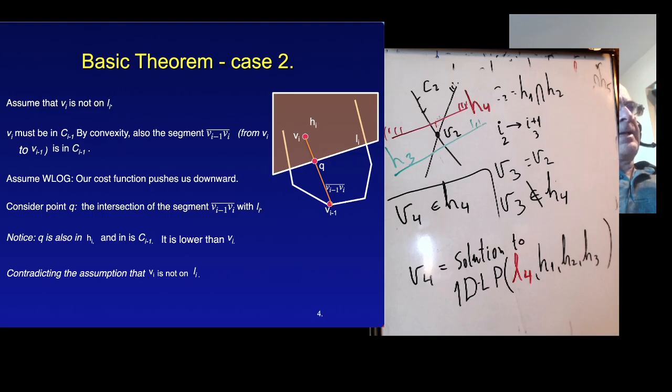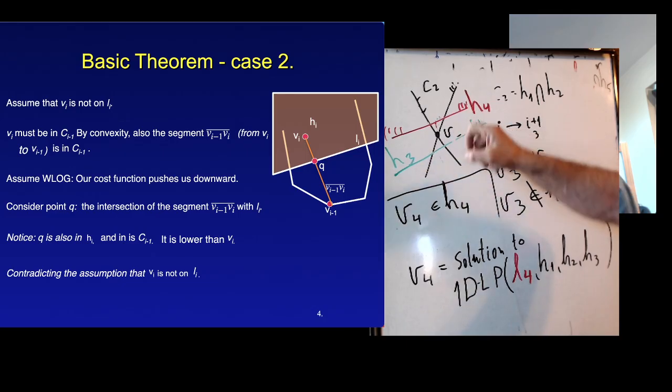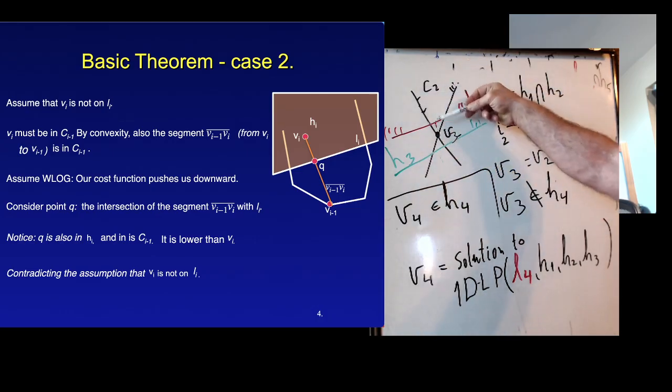Here is Li, the line that bounds half plane Hi, and Vi minus 1 is below this line, and the half plane wants to refer to only points above it. It's exactly the example with the red half planes with H4. V3, which was also V2, lies below H4.